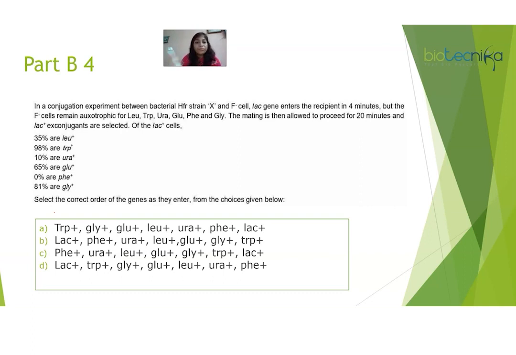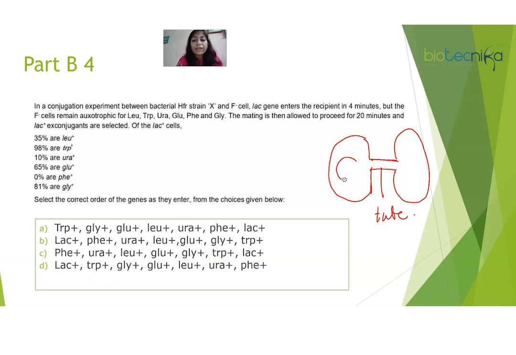Now let's go to the basics here. What is conjugation? Conjugation is exchange of genetic material between two bacterial cells via a conjugation tube. A physical contact is required. Now in conjugation, as long as physical contact is there, the DNA will be transferred. If the physical contact breaks, the transfer will stop.